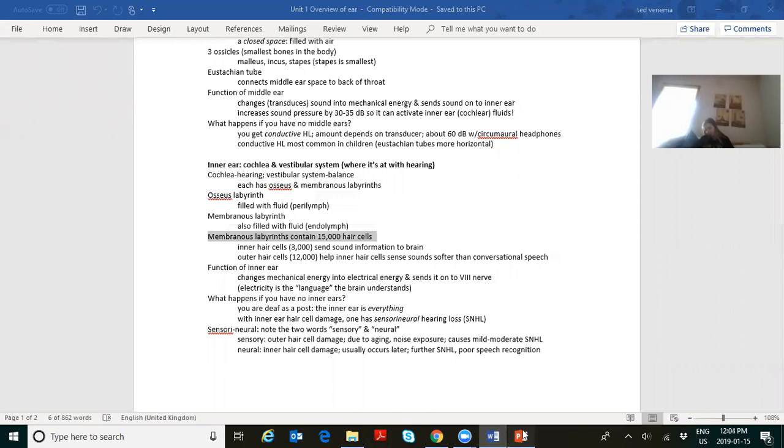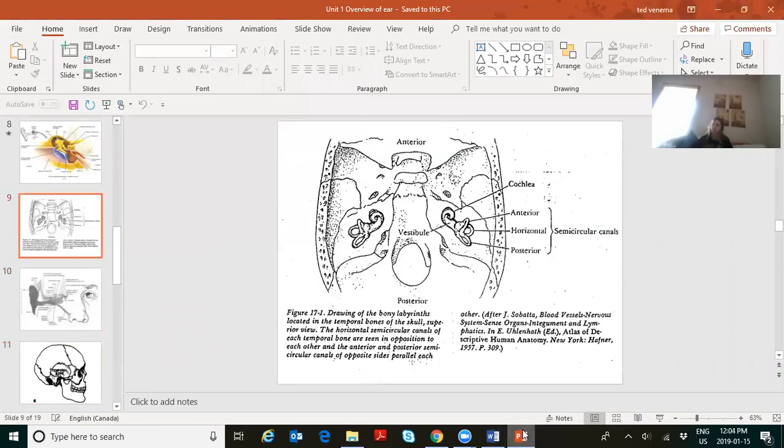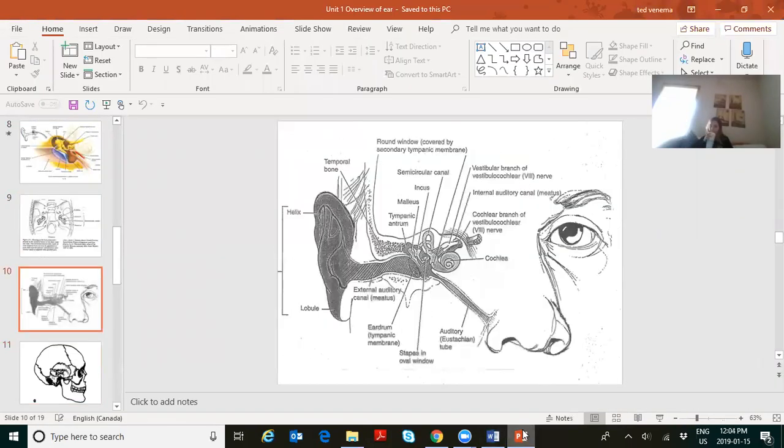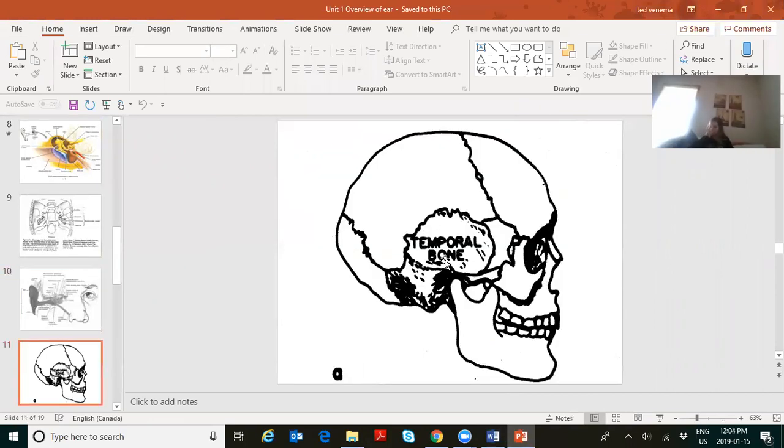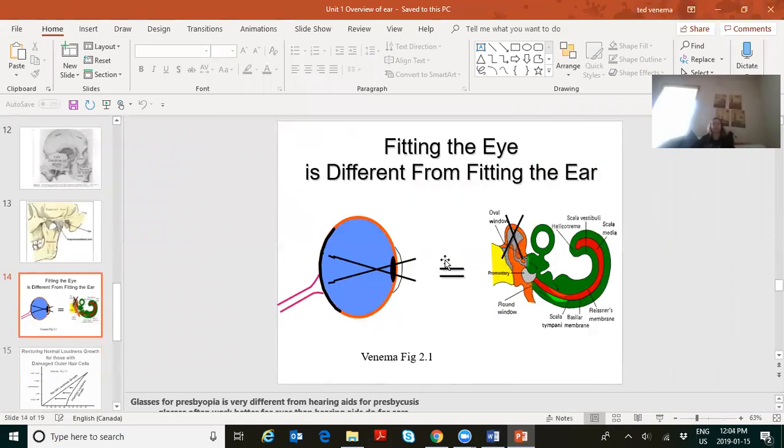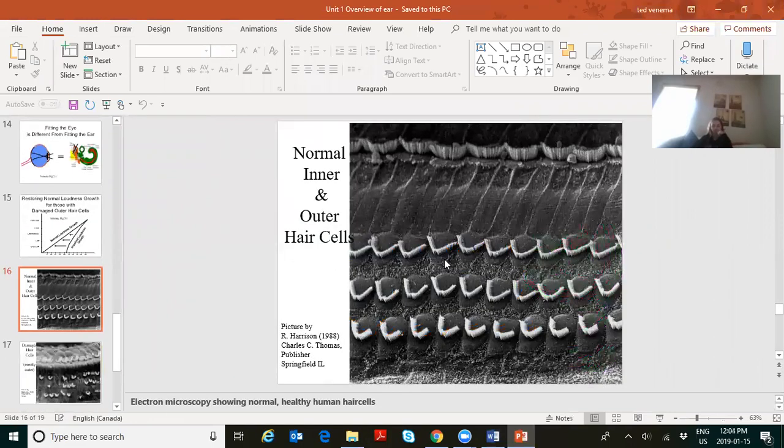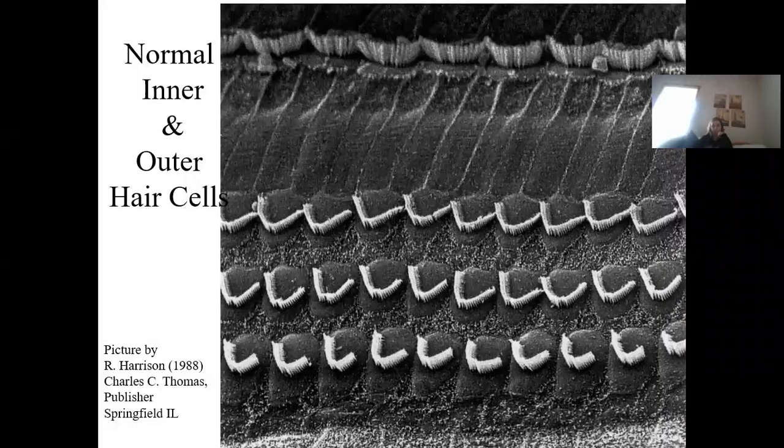So deep inside the cochlea, you will find these. These are called hair cells. And hair cells, you got two sets. You got this set here, and you got this row of three here. They do different things.